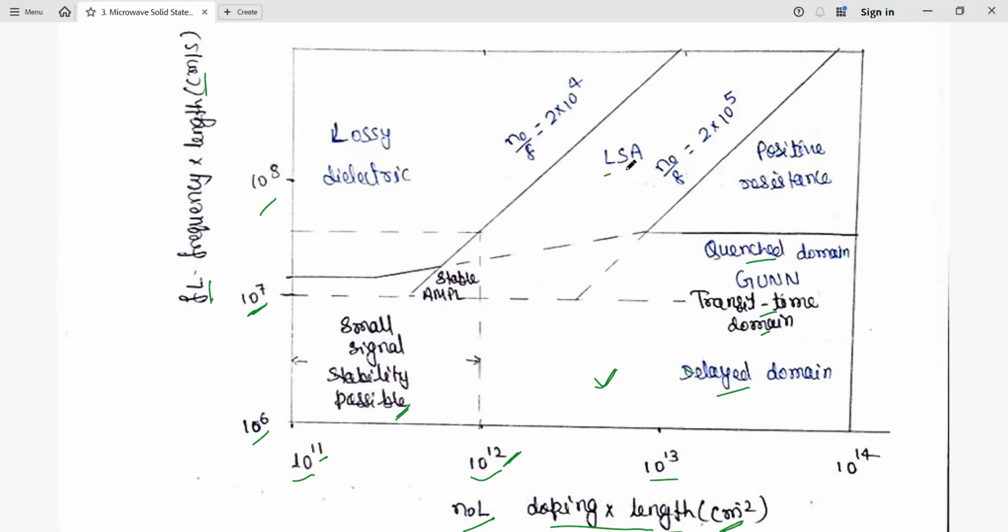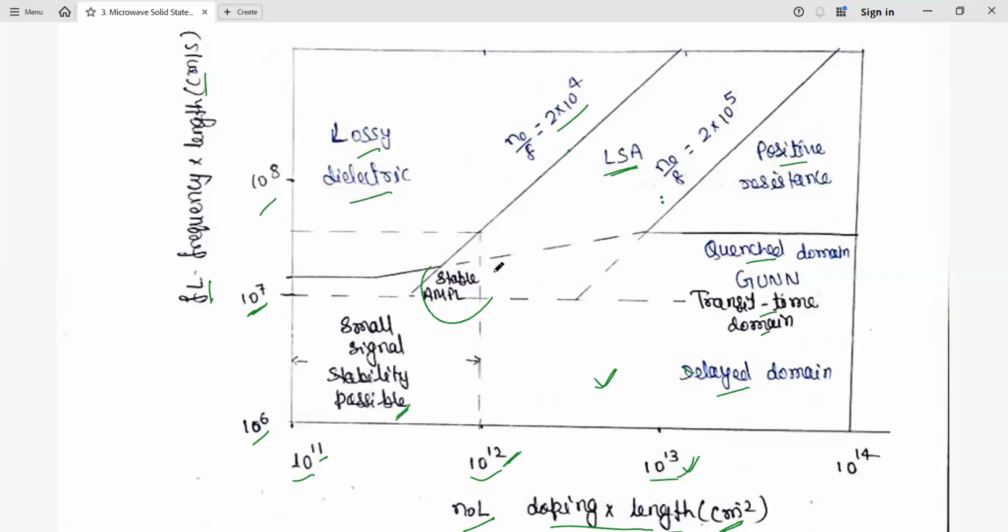Again here we have LSA, that is the separate one, and this part has positive resistance. Everything we have to compare with the product of N naught into L and f into L. Here we have lossy dielectrics. Lossy dielectric means it is not a perfect dielectric, so conductivity will not be equal to 0. Here the ratio of N naught by f is taken, that is 2 into 10 to power 4 here, and 2 into 10 to power 5 here. In between this we have the LSA mode.